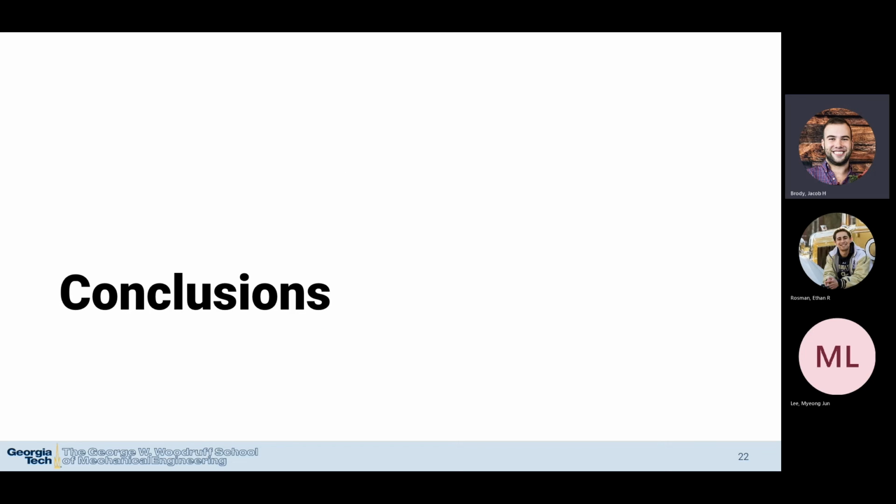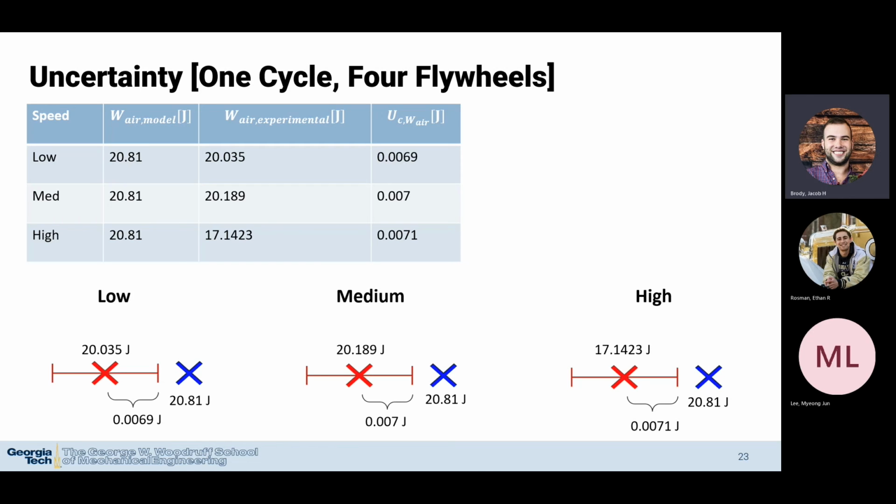Last but not least, I will be going over our conclusions for the past 2 weeks and the steps we will be taking next week to determine whether or not these conclusions are justified. To begin, the uncertainty was calculated for the work due to air for an entire cycle. This was calculated for both the model and the experimental calculations, and these uncertainties were calculated for the runs in which we had 4 flywheels on the engine.